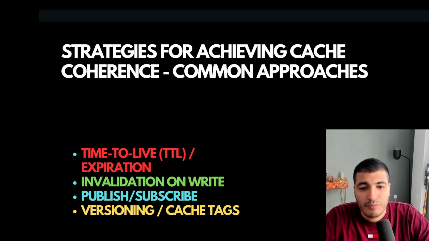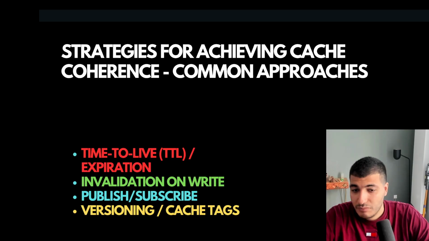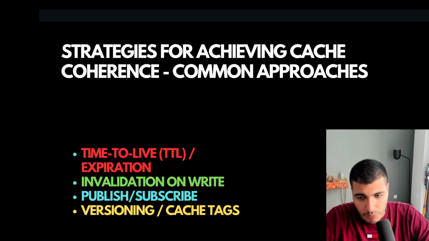Number two, invalidation on write. Let's talk about how it works. When data in the database is modified, the cache entry corresponding to that data is explicitly invalidated or updated. With write-through, the write goes to both cache and DB simultaneously, ensuring consistency at the point of write. With cache-aside, after writing to the database, the application explicitly tells the cache to delete the stale item. The coherence aspect: this provides stronger consistency for writes. The cache is updated or cleared very quickly after the source changes.